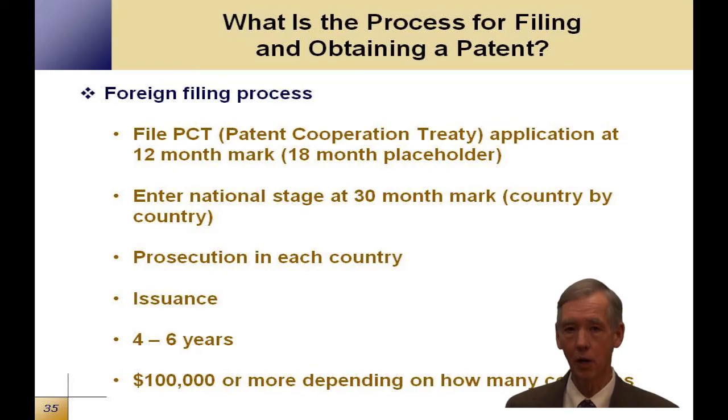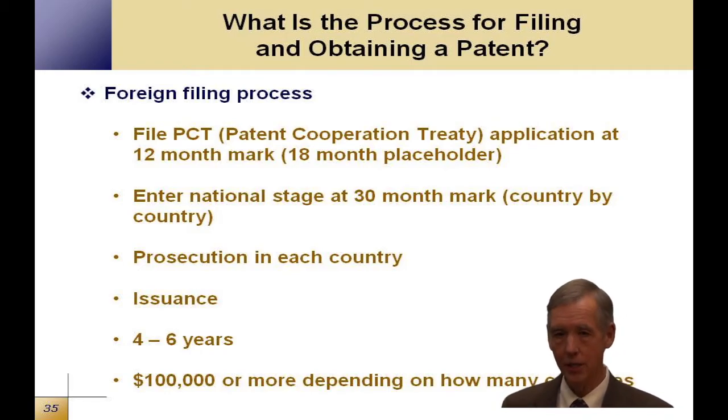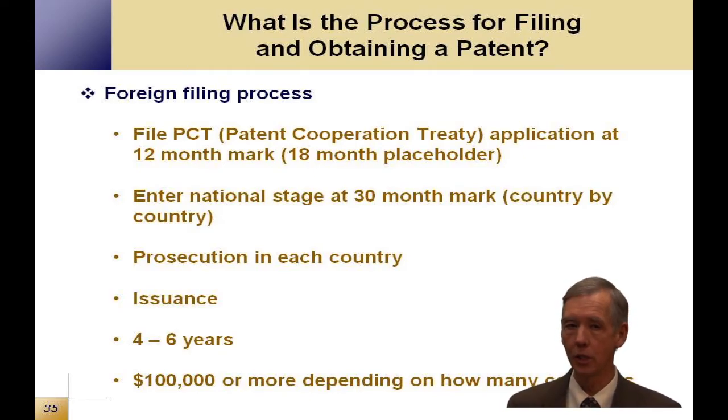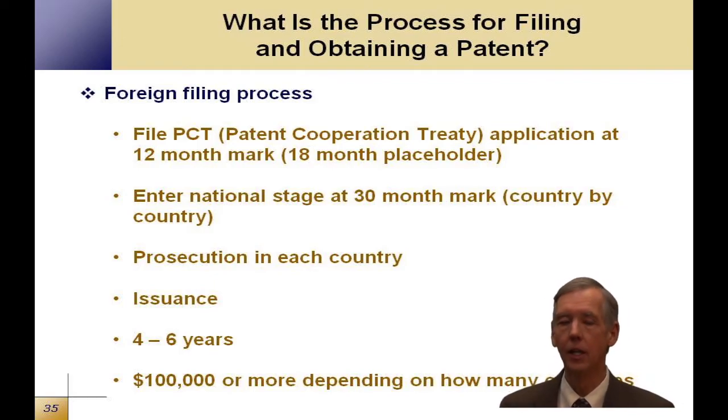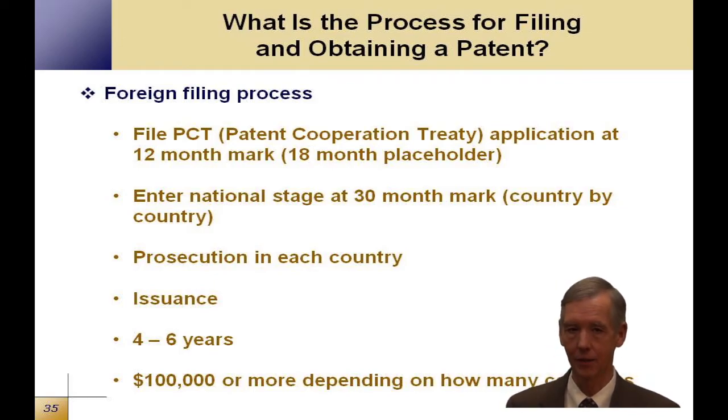At the 30-month mark, the so-called national stage mark, it's time to enter individual countries, country by country around the world. For any country which is entered, there's the opportunity to begin patent prosecution and the hope of obtaining an issued patent in that country. For any country in which national stage is not entered, then there will not be the possibility of getting patent rights in that country. So it's a complex process around the world, this single invention covered by many patent applications, prosecuted through representatives in countries around the world.